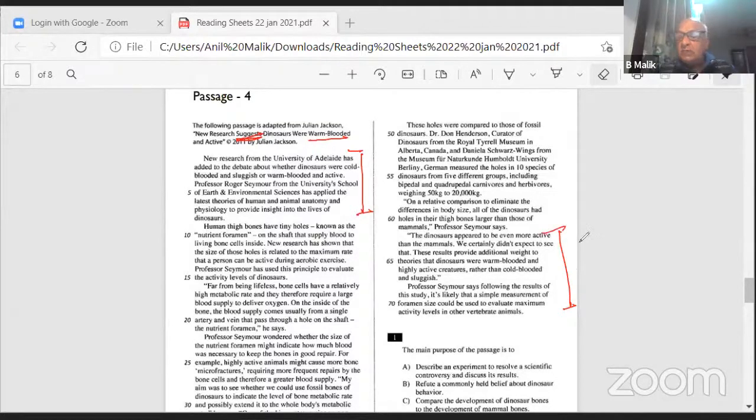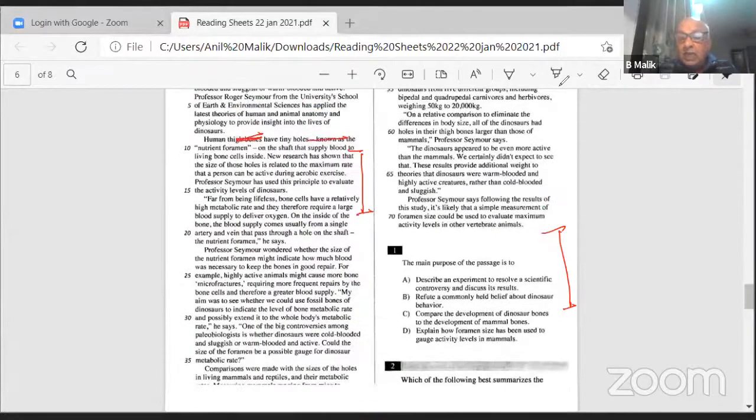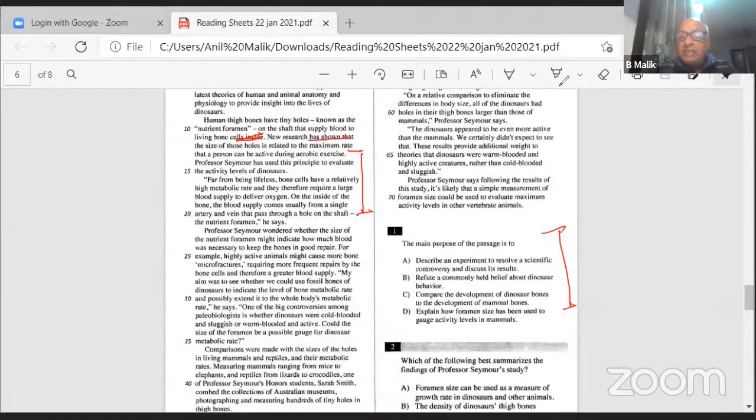So I have a main idea. When I go looking for the main idea, what do I do? When I go and check, it can't be C and D because they are very narrow. When I go and look, I see it's an experiment to resolve a scientific controversy, which this author says in the beginning, and the results come in the end. So what am I trying to say?